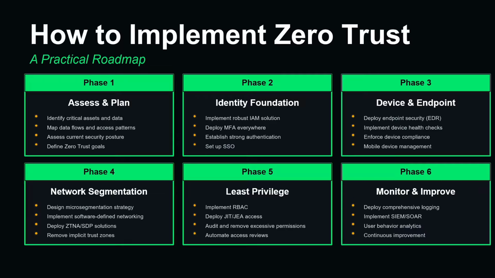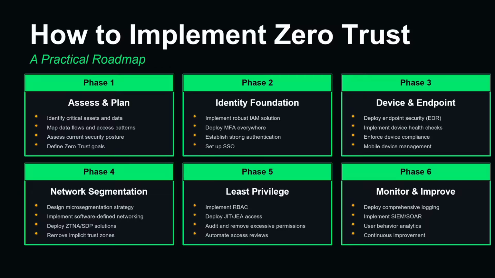The final phase is Phase 6, to monitor and improve. Phase 6 is just basically what you do on a daily basis. You go through all of your comprehensive logs that capture everything, you implement SIEMs, examine user behavior analytics, and focus on continuous improvement, where you refine policies and respond to new threats.